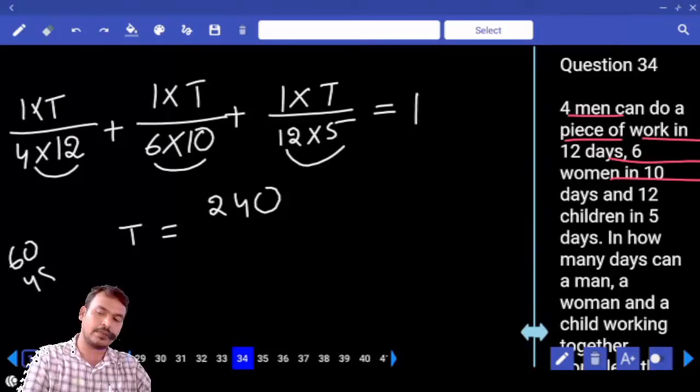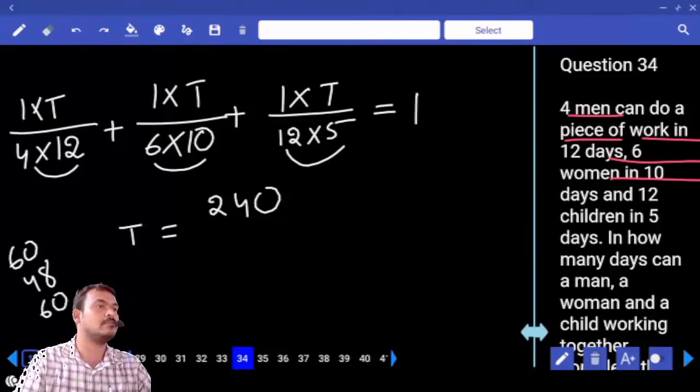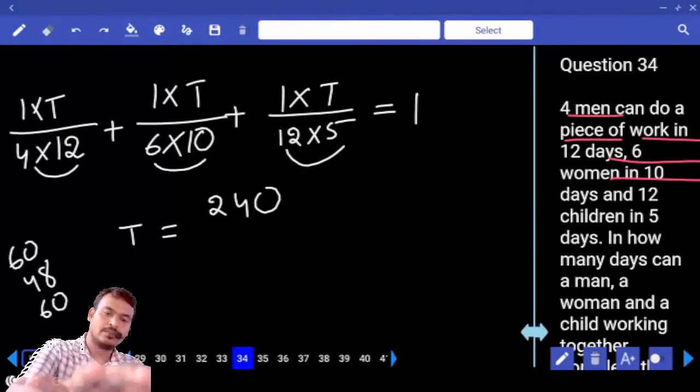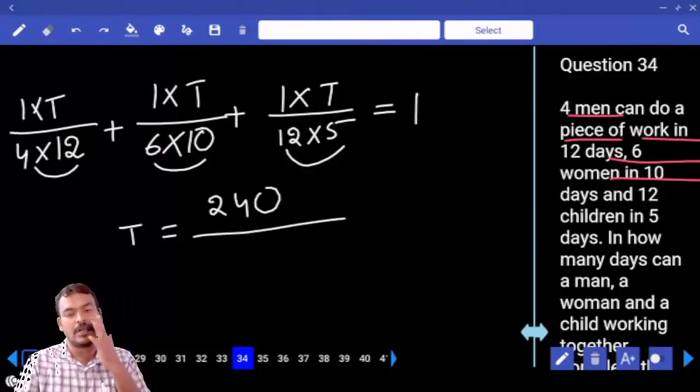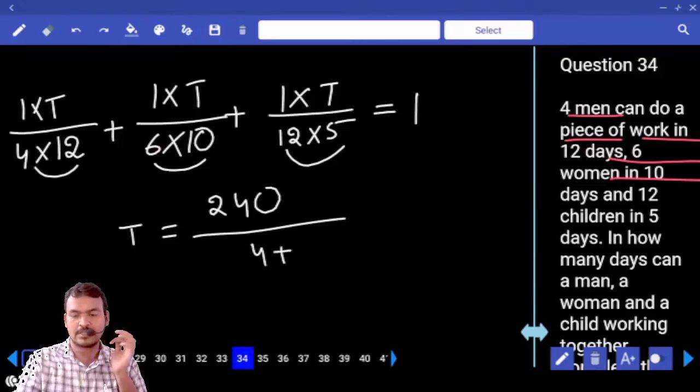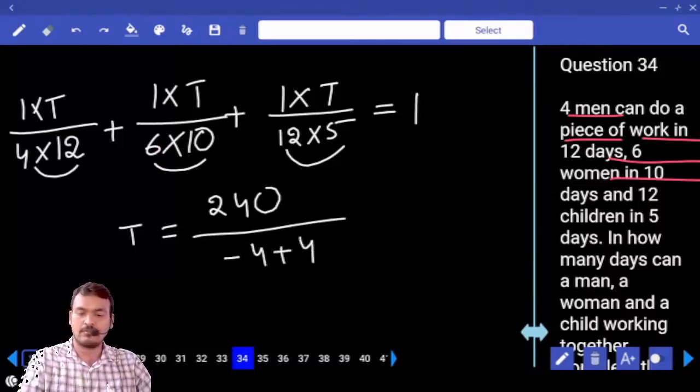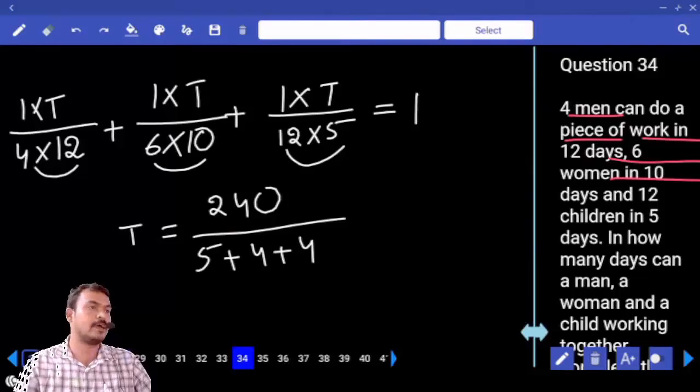60, 48, 60. LCM, 240 or not? 60 how many times? 4 times. 48 how many times? 5 times or not?